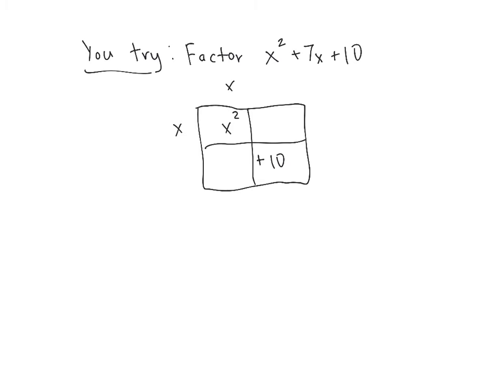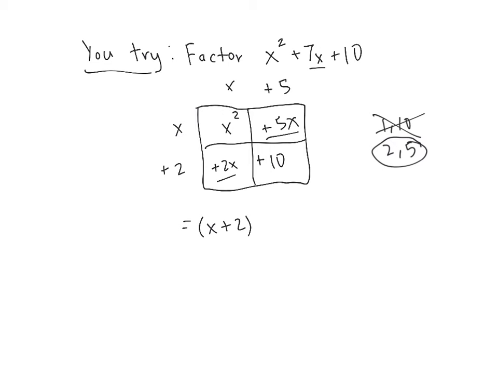So hopefully you started out like that. X and x makes x squared. I need two numbers that multiply to 10. My two options for things that multiply to 10 are 1 and 10 or 2 and 5. And I know 2 and 5 are going to add to 7, which is my middle number. 1 and 10 would add to 11, which is not what I want here. So I'll throw 2 and 5 in. I get 2x and 5x, which does add to 7x when I combine that diagonal. And so I know my answer here is going to be x plus 2 times x plus 5.